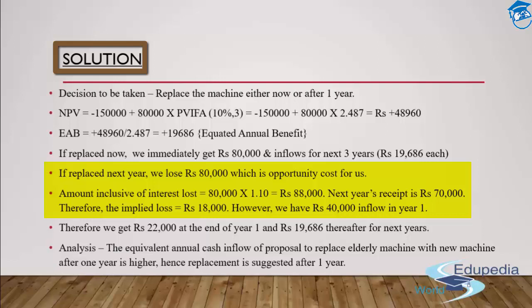So what is the analysis? If I talk about the conclusion, the equivalent annual cash flow of the proposal to replace the elderly machine with the new machine after 1 year is higher. So what's the benefit? Absolutely go ahead with the replacement after 1 year, not now, because you'll be losing an opportunity cost of 22,000 that is available over here in year one. So the decision stands confirmed. You need to go with the replacement after a year and not now.